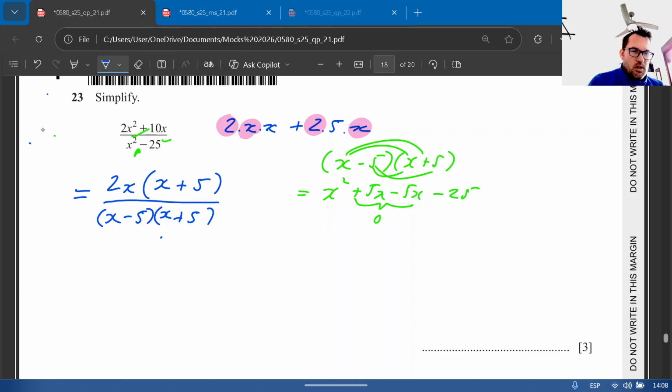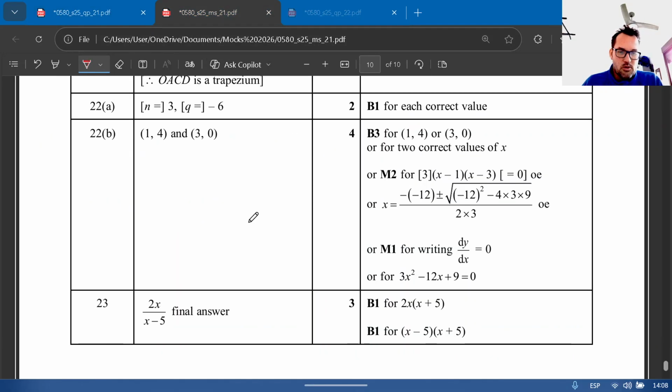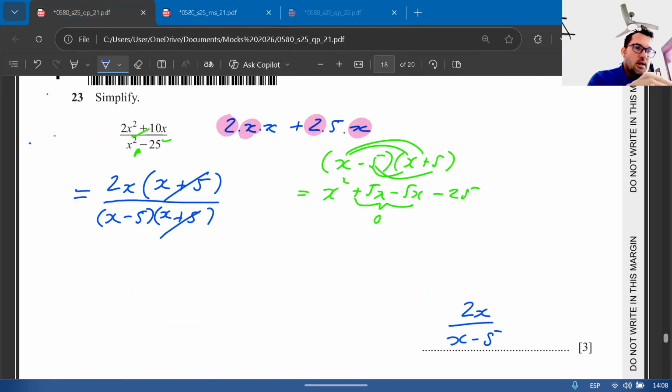So that means we can cancel these brackets and we're left with 2x over x minus 5. And that's, you feel, a good way to finish this paper. Okay. Let's quickly look at the marks. 1 mark for factorizing that one correctly, 1 mark for factorizing that one correctly, and 1 mark for the final answer.